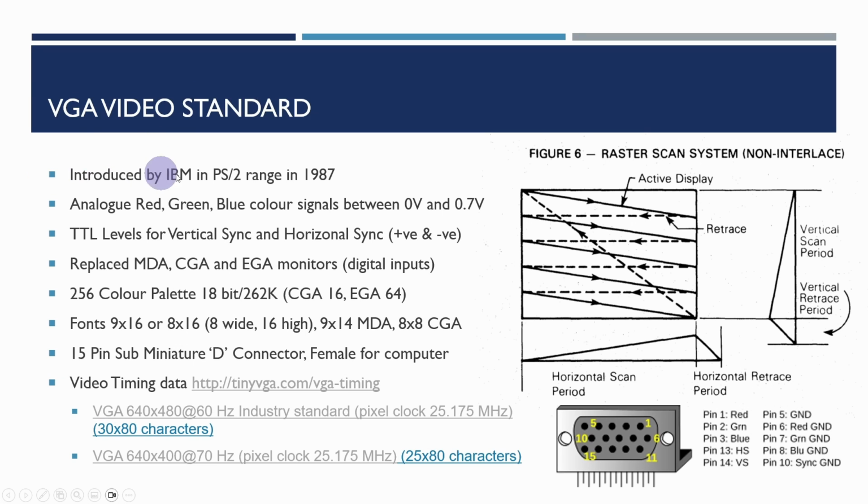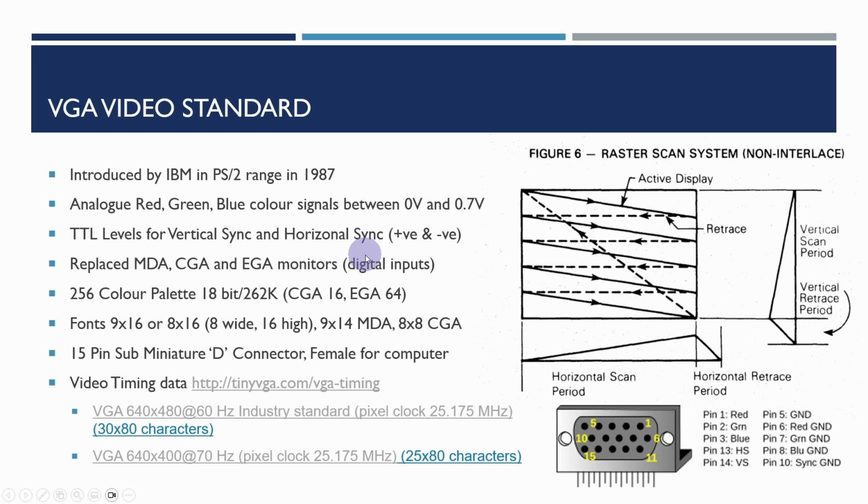So VGA was actually introduced around 1987 in the PS2 range. It differs from the earlier video standards in that it has red, green and blue signals, but with analog levels, so continuously variable from 0 to 0.7 volts. So this means it's able to do a very much larger range of colours. There are still TTL levels for the synchronization signals, and it replaced the MDA, CGA and EGA monitors.